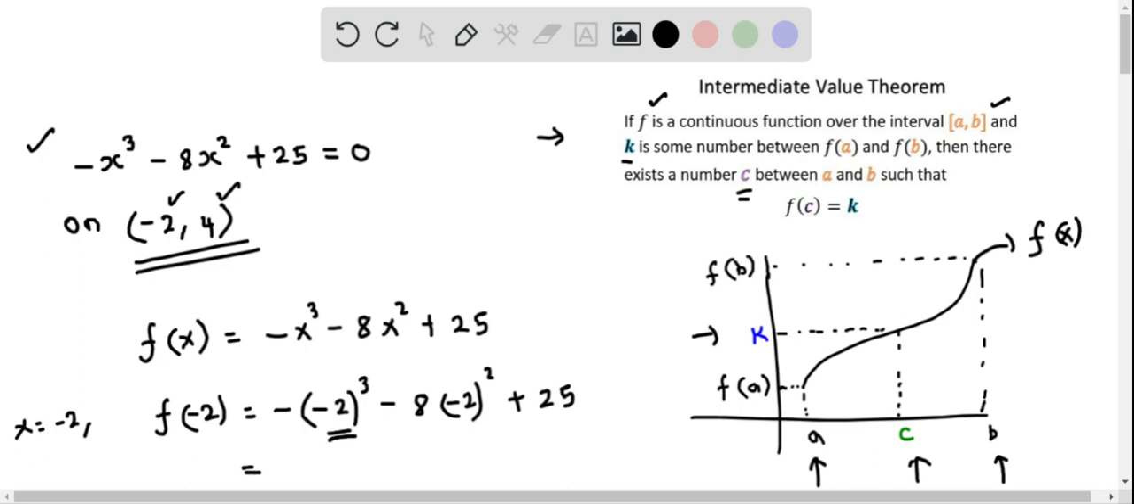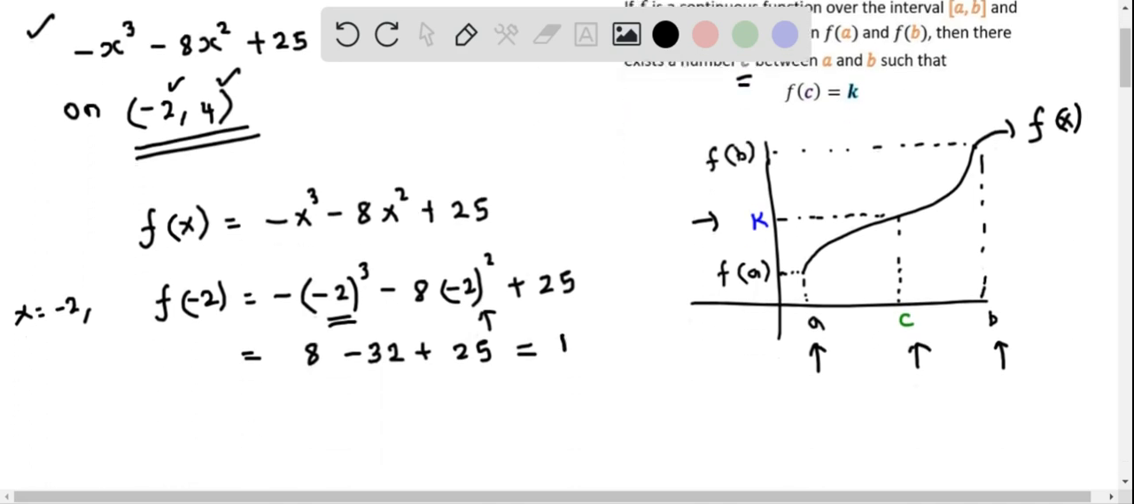Negative 2 cube is negative 8. We already have a negative. So therefore this is positive 8. And negative 2 square is a positive 4. So positive 4 times negative 8 is negative 32 plus 25. And this equals 1.